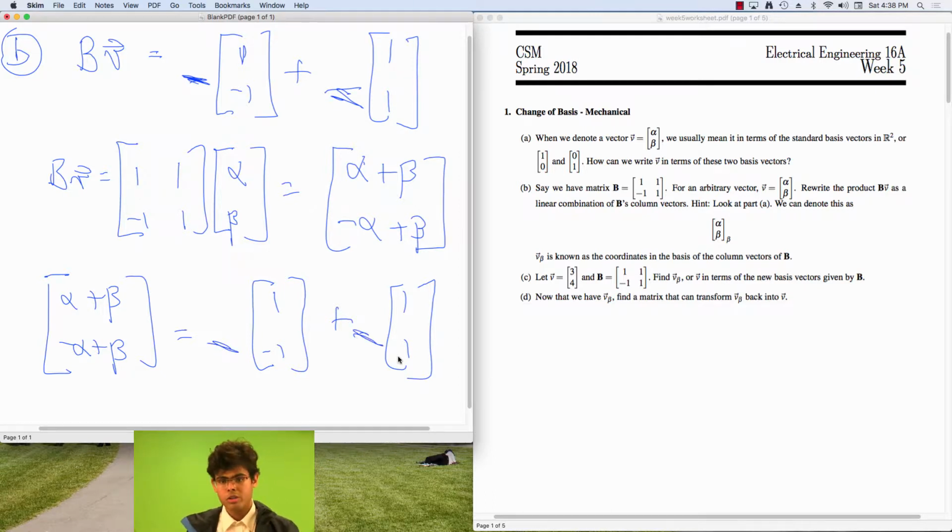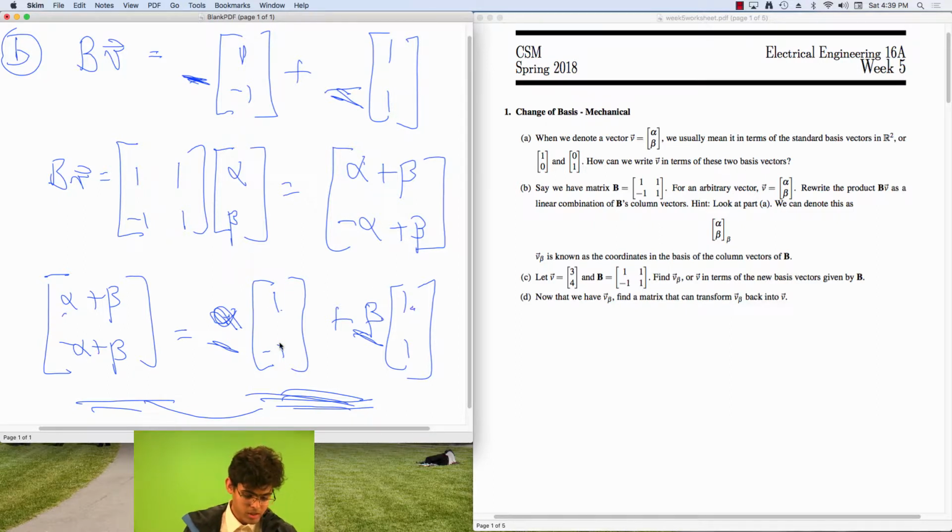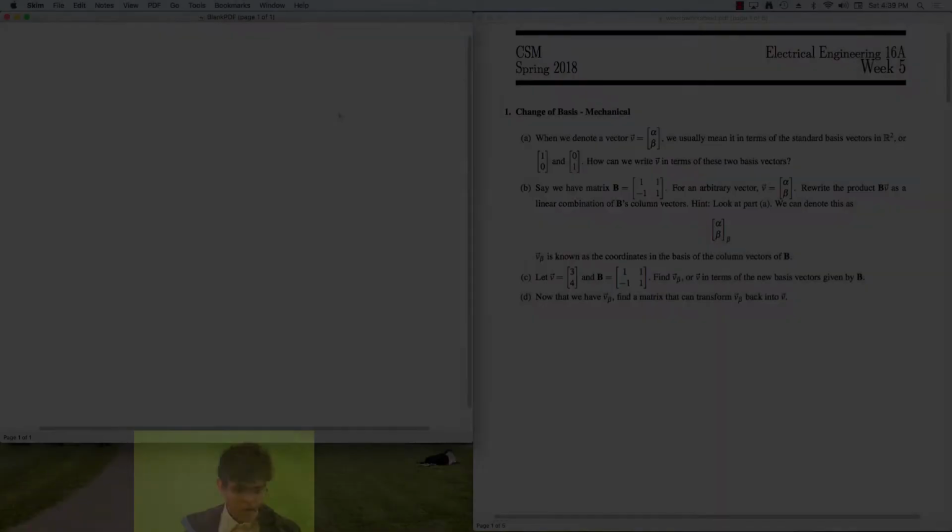So what kind of coefficients can we choose such that this right-hand side is equal to the left-hand side? Well, if we choose the coefficients alpha and beta for the two vectors, we end up getting that exact sum that we wanted, right? Because alpha times 1 plus beta times 1 gives us the first element, and alpha times negative 1 plus beta times 1 gives us the second element. And that is the solution to part B. Now for part C.